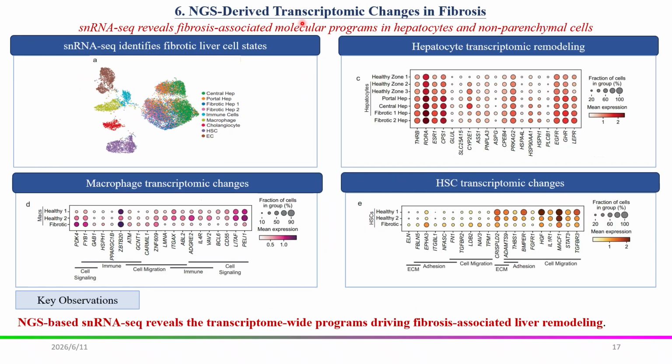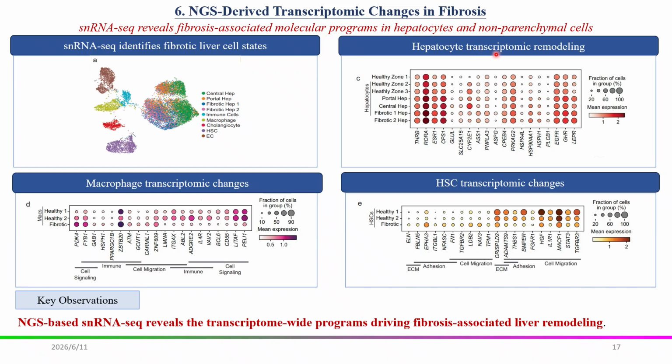This slide shows the NGS-derived transcriptomic changes in fibrosis. Here, the authors use single nucleus RNA sequencing to study gene expression changes across the whole transcriptome in fibrotic liver. In panel A, the single nucleus RNA sequencing UMAP identifies fibrotic liver cell states, including portal hep, central hep, fibrotic hep1, fibrotic hep2, macrophages, HSCs, endothelial cells, cholangiocytes, and immune cells. In panel C, hepatocytes show major transcriptome remodeling.